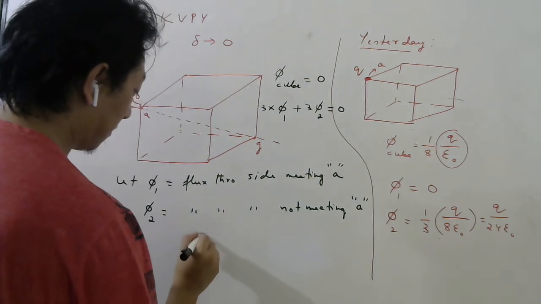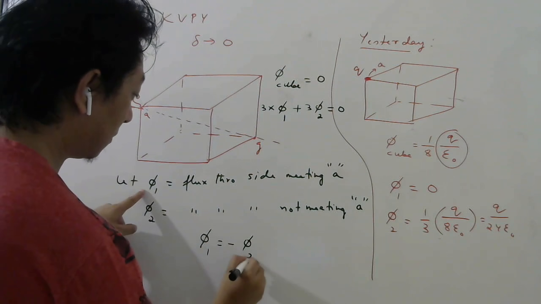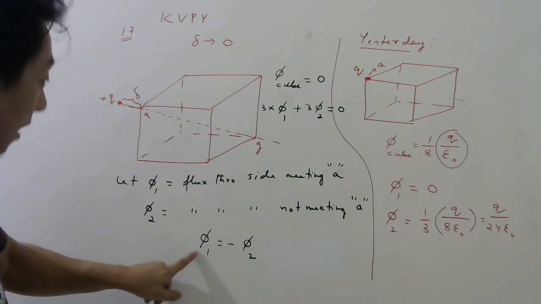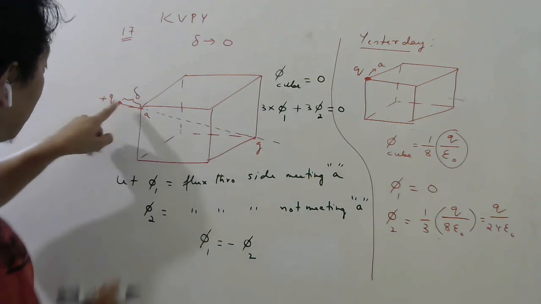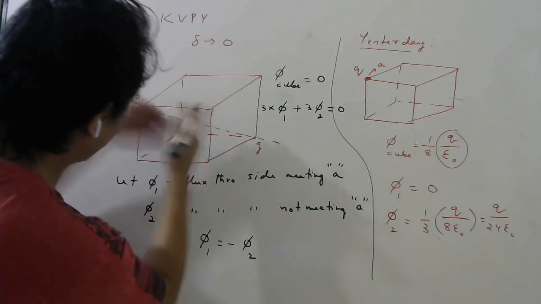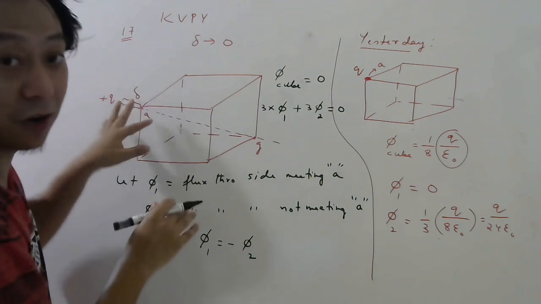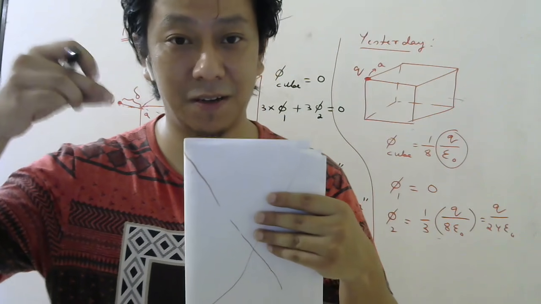So what will I get? Phi 1 will be minus of phi 2. They want phi 1. Before, phi 1 was 0, but now phi 1 will not be 0 because the charge is outside, so the lines will cut in. It will go into these surfaces. Now before it was not doing that. So now the charge is basically outside.